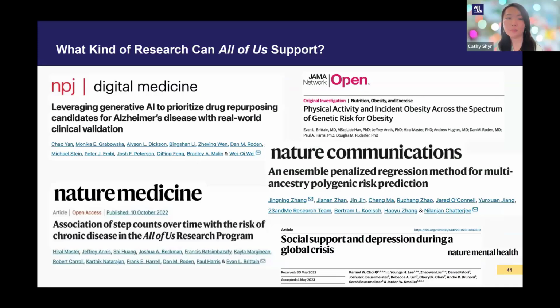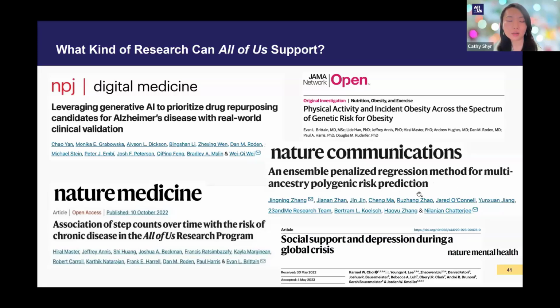So to give everybody a better idea of the specific types of research that All of Us data can support, I've got a collage here of some of the really nice publications that have come out over the last 5 or so years. These span a wide range of studies, from more clinical investigations looking at physical activity and how that relates to incident obesity across the spectrum of genetic risk for obesity, to something more methodologically driven, for example, developing ensemble machine learning regression models for multi-ancestry polygenic risk prediction.